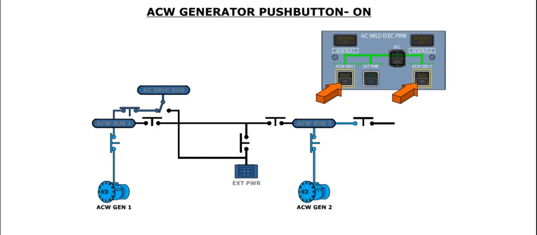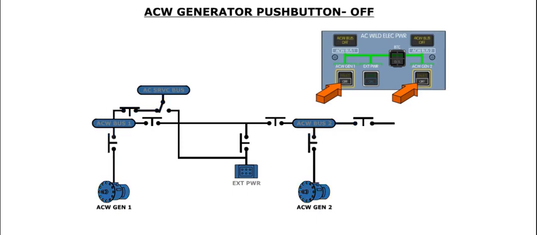As you may recall, each AC wild generator is controlled by a dedicated GCU. If the AC wild generator push button is released out, the associated generator is de-energized, and the associated generator contactor is open. A white off caption illuminates in the push button when the generator is off.